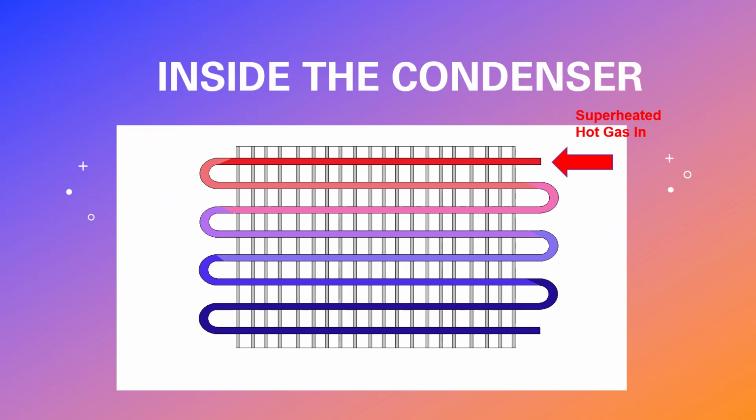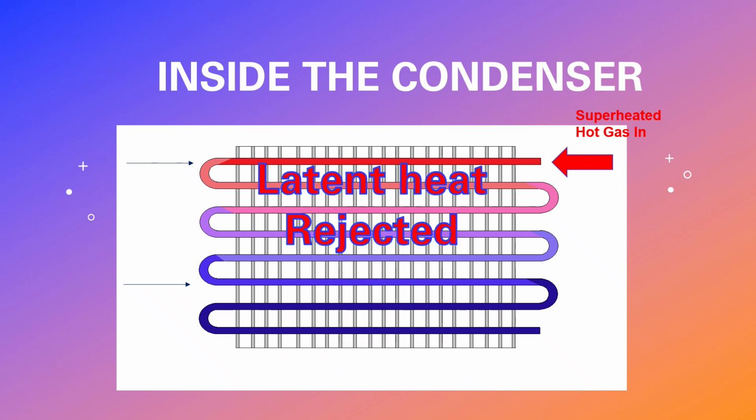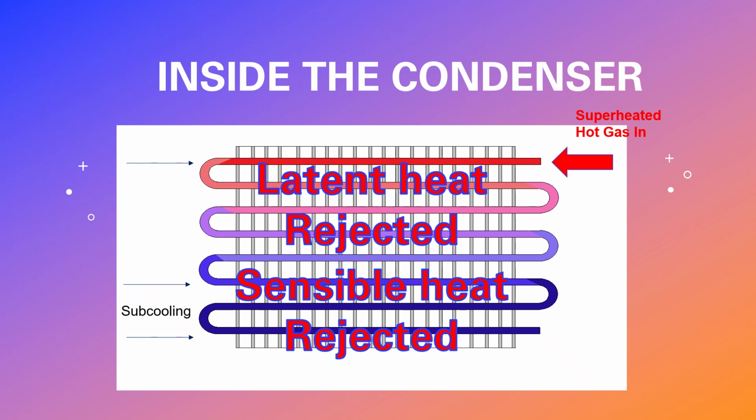If we have a look at what happens inside a condenser, as you can see at the top right there, the superheated hot gas goes in. This part of the coil is where the hot gas gradually turns back into a liquid, where the latent heat is rejected, and this part of the coil is where we're hopefully getting some subcooling, and that's where the sensible heat is rejected, and hopefully at the bottom of the coil we're getting subcooled liquid out.